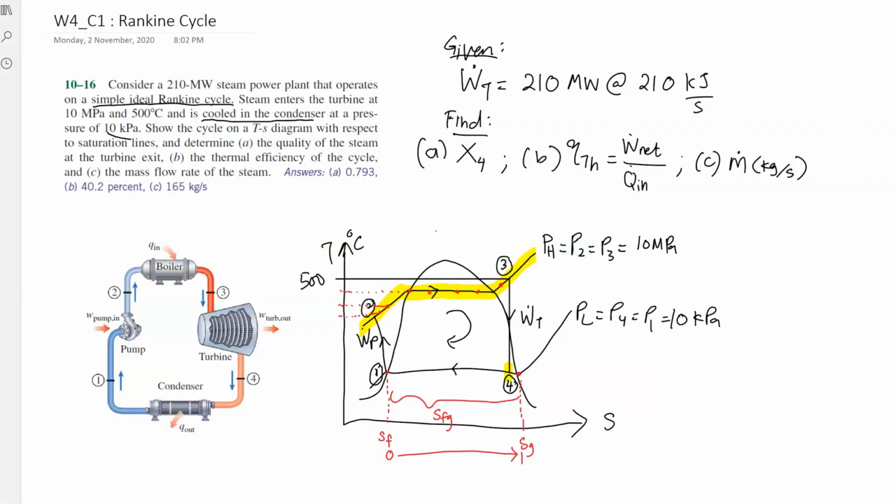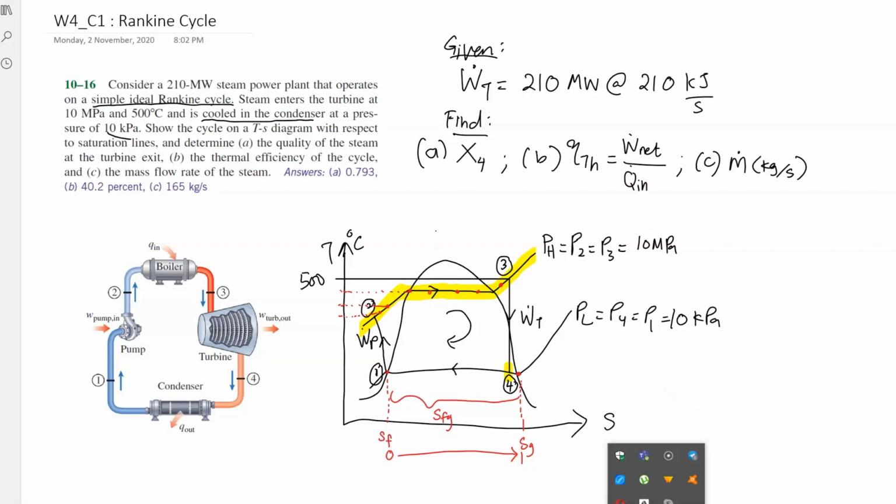Right, now that we have all the property given and we already sketched our T-S diagram, let's start with the A part here. How are we going to find the quality, x4?